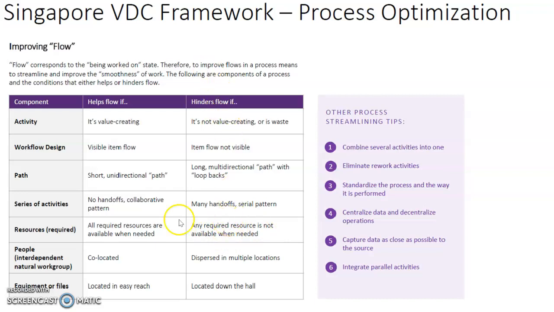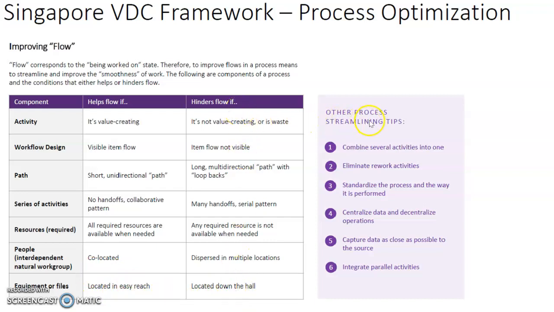In terms of the people, typically if they are all located at the same place, it tends to help the flow. But if they are dispersed in multiple locations, it will not be so helpful. It may in fact hinder the flow. In terms of equipment or files, if they are easy to locate and to retrieve, that will help the flow. But if they are not so easy to retrieve, then it hinders the flow.